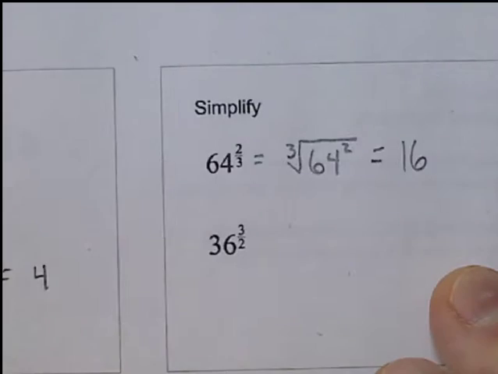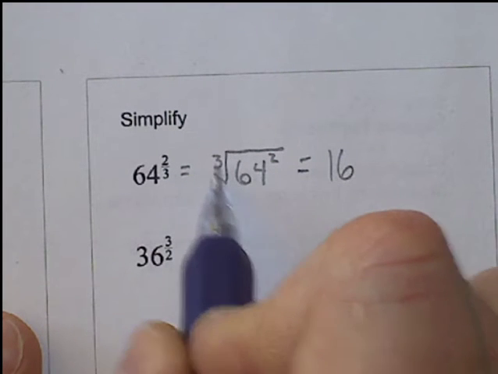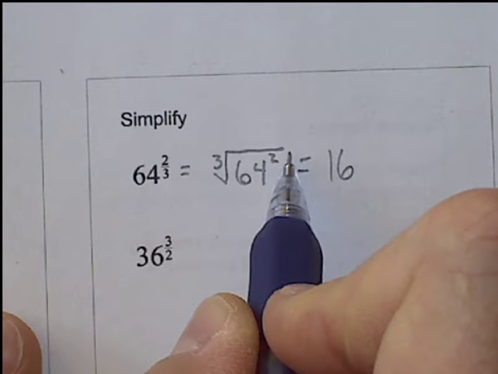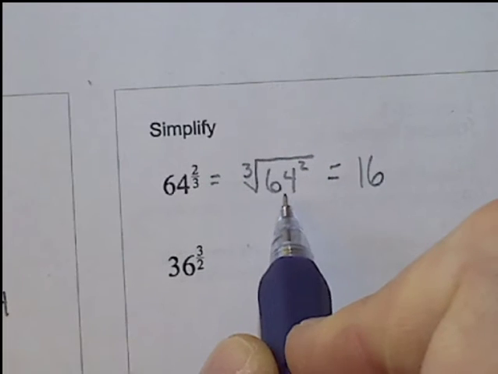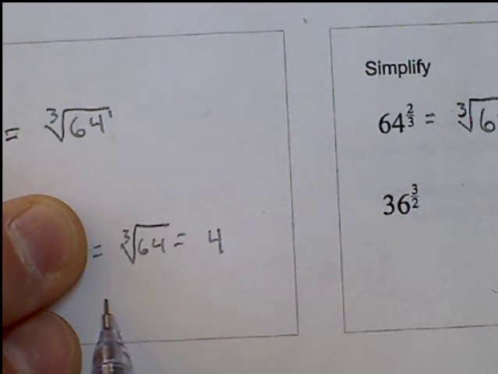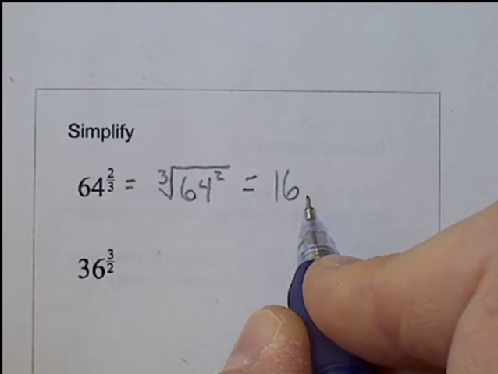I want you to notice something along the way too here, if you haven't already. What if we reverse the operations? What if I did the cube root first and then squared it? What's the cube root of 64? We've already done that one. The cube root of 64 is 4. And then what's 4 squared? 16. So it doesn't matter which order you do those two operations.